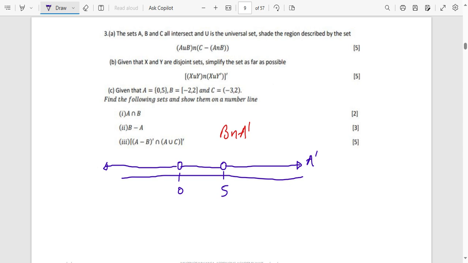That's why I've put open circles at 0 and 5, because those guys are in A. The rest of the elements you can think of, they are going to be outside A. That's why I've put those arrows you can see everywhere. Yes, please.